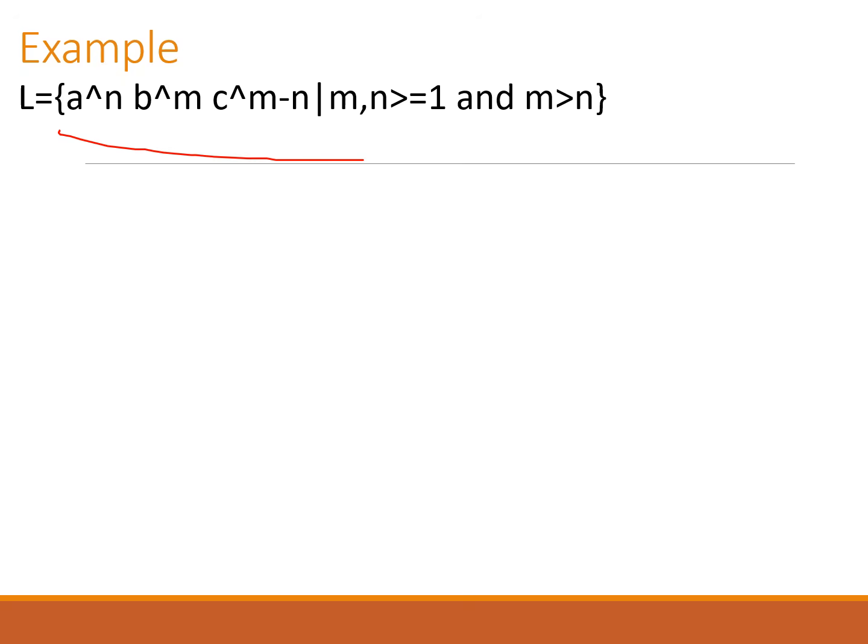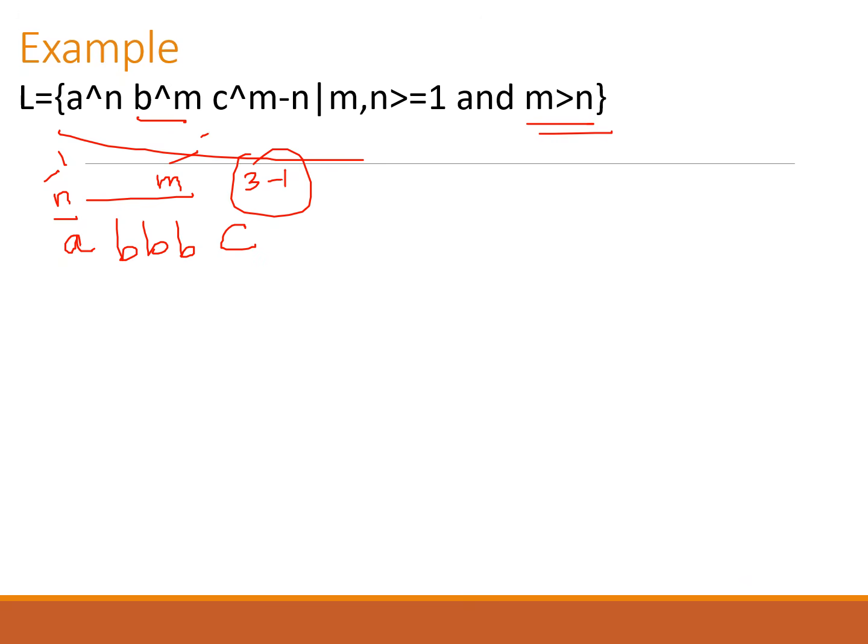This is the same question as it was in the previous slide, but there is a slight change in the representation. So we have A, then it says we have a number of B's. So this is some N, this is some M, but it says that M should always be greater. So how many C's should I have? C should be 3 minus 1, because this is 1 and this is 3. So this should be 2.